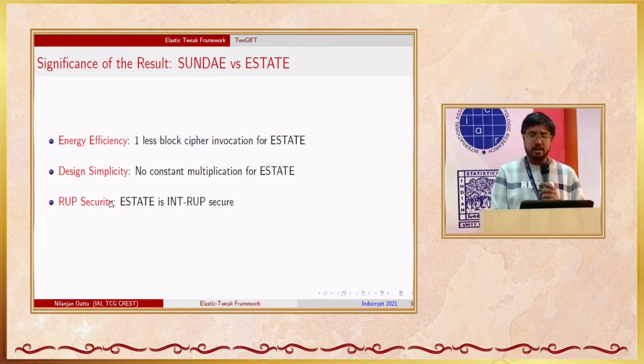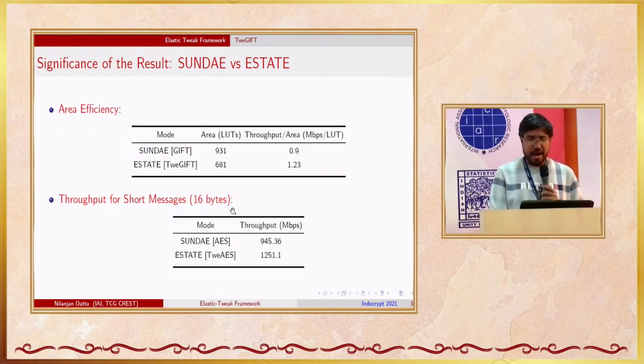And Sundae was shown to be INT-RUP insecure. So if you release unverified plaintext, then Sundae is an insecure construction. So for ESTATE, we prove that it actually gives you this additional security under releasing unverified plaintext. And if you look at the result, this is where the significance comes.